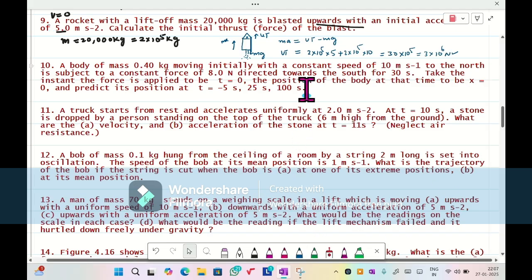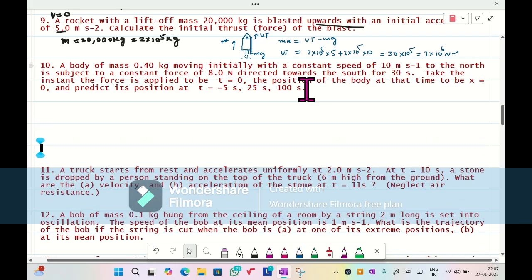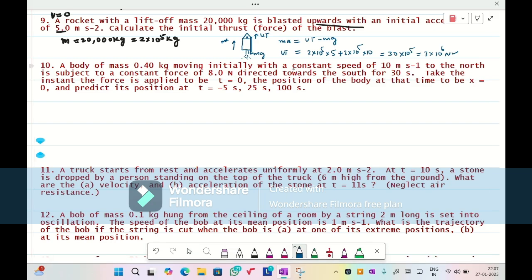Whereas coming to this problem, the body of mass 0.4 kg, moving initially with a constant speed of 10 meters per second due north. Constant speed means acceleration is not there. So the body of small mass is moving towards north with constant speed. Therefore a is equal to 0.